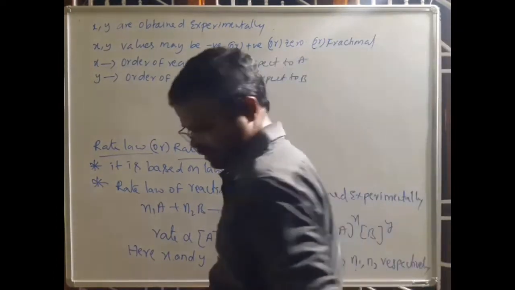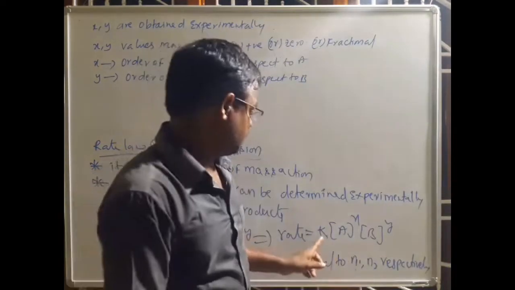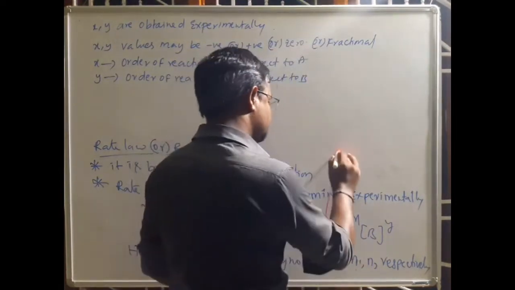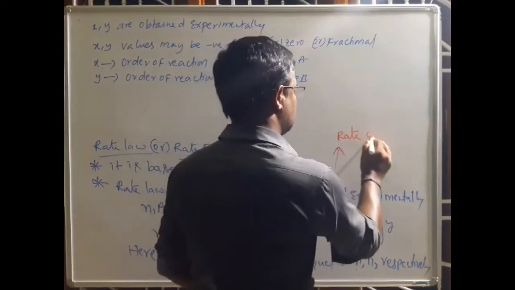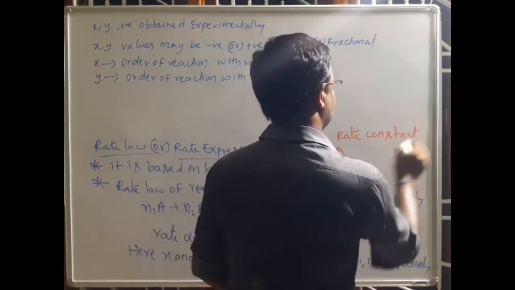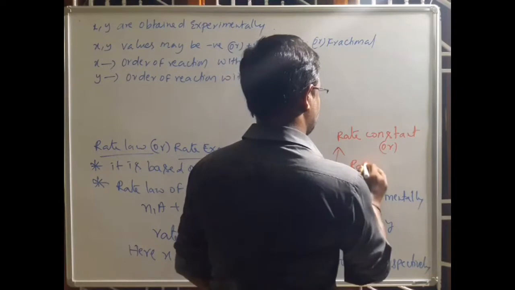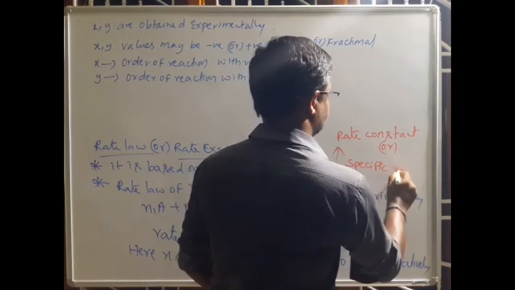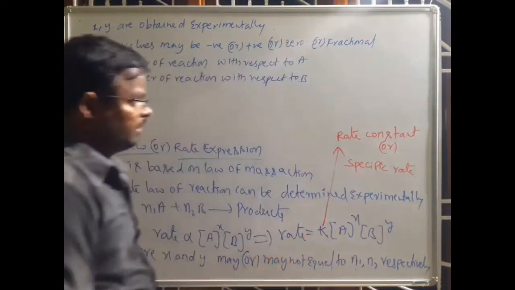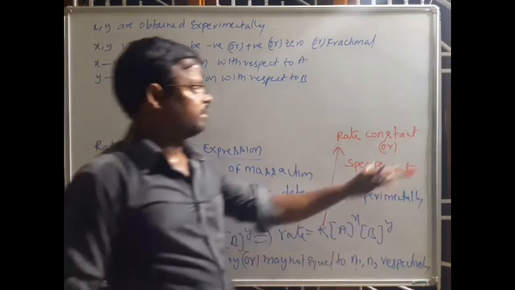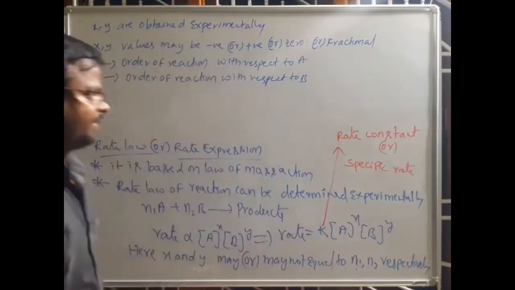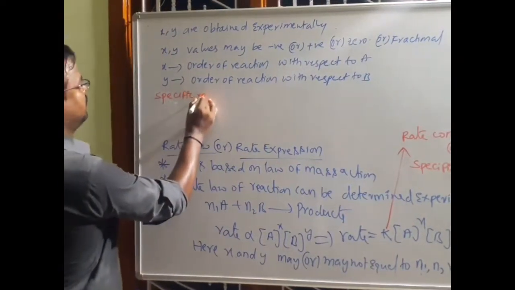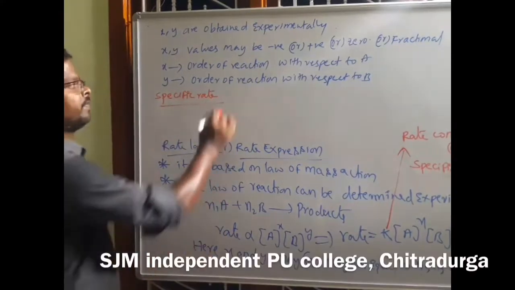Okay, now in this equation, what is K? See, the K is said to be the rate constant. K is called the rate constant or specific rate. So see, what is specific rate? Specific rate means what?